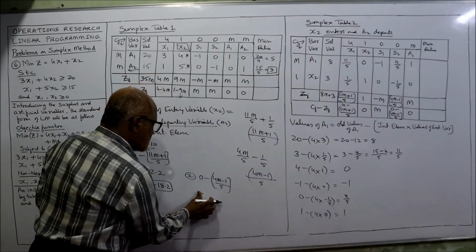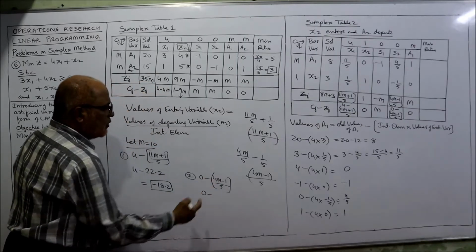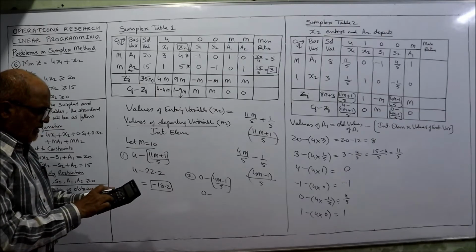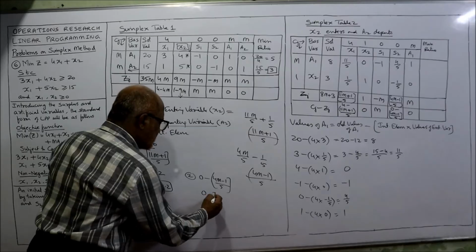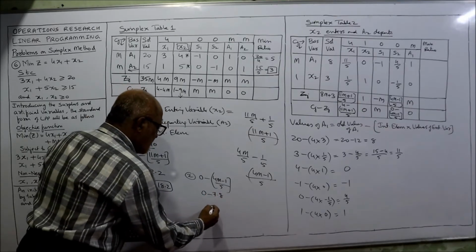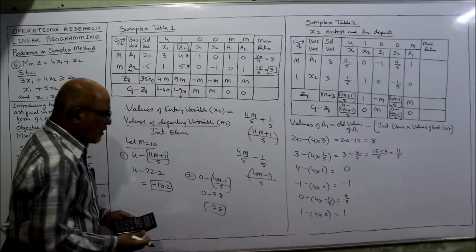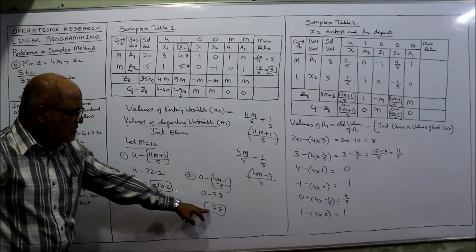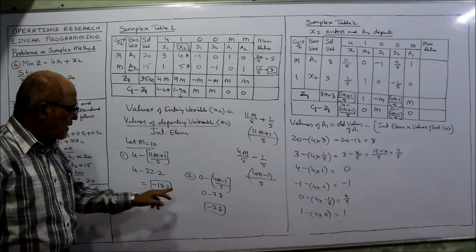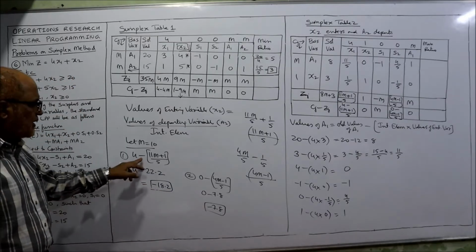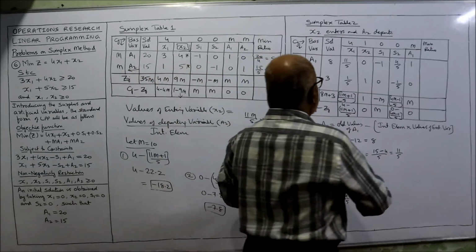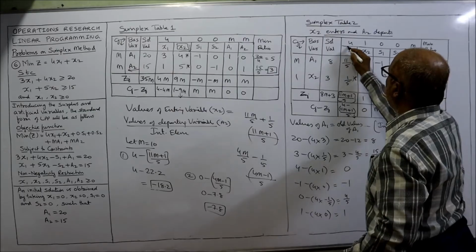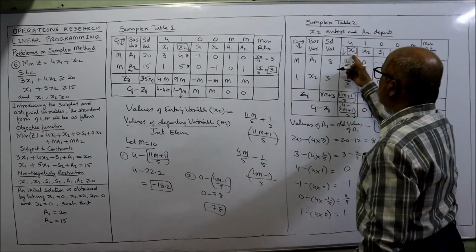Secondly, it is 0 minus (4M minus 1) divided by 5. So 0 minus 4 into 10, 40. 40 minus 1, 39. 39 divided by 5 comes to 7.8. So minus 7.8. Now both the values are negative. One is minus 18.2, the other is minus 7.8. Most negative is 18.2. So in the next table x1 will enter. So the entering variable is x1.